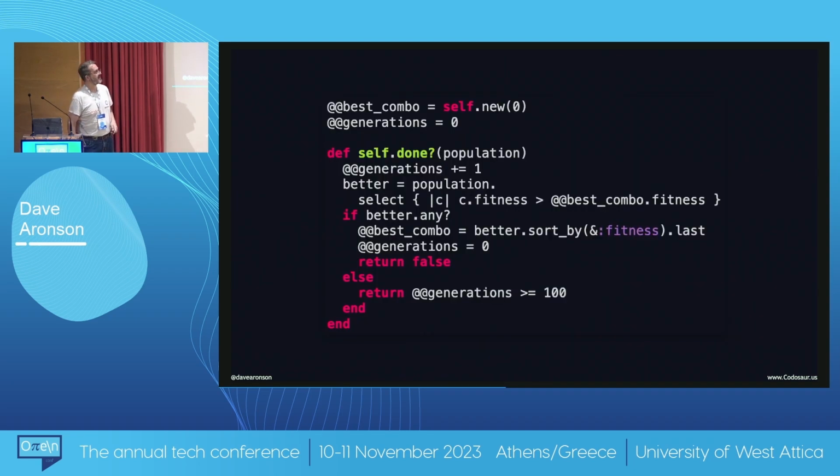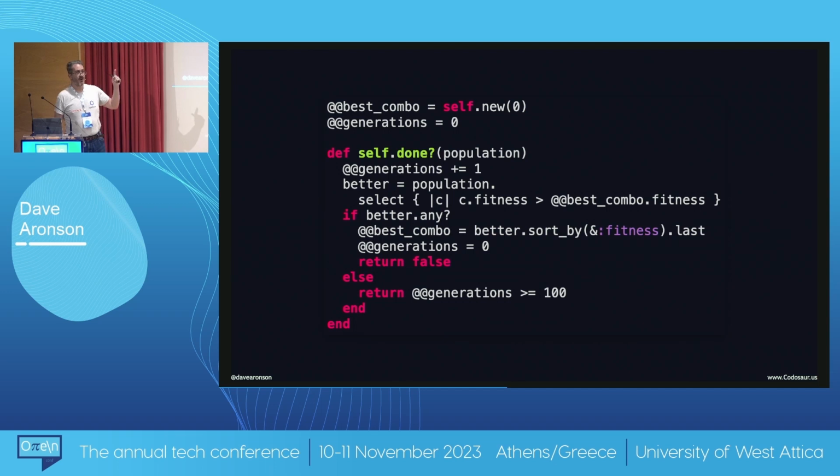In Ruby, that would look like this. When this code is initially run to define the function, we set the initial best combination as totally empty, because we know anything's going to be better than that. And we set how many generations since we've seen it as 0.